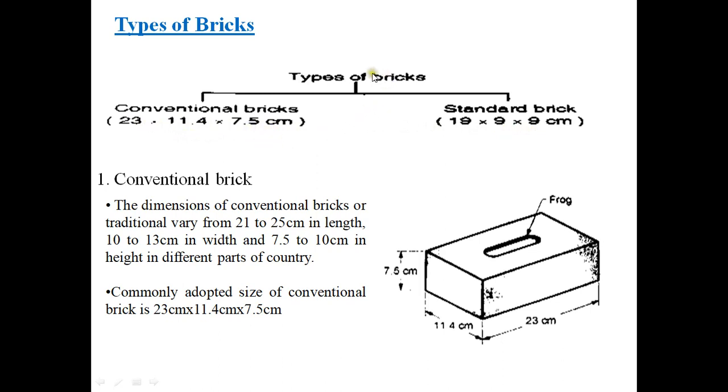According to the size of bricks, basically the brick is classified into two categories: one named the conventional brick and the second named the standard brick. First is the conventional brick. The dimensions of the conventional or traditional brick vary from 21 to 25 centimeter in length, 10 to 13 centimeter in width, and 7.5 to 10 centimeter in height in different parts of the country. The conventional brick can also be called a traditional brick.